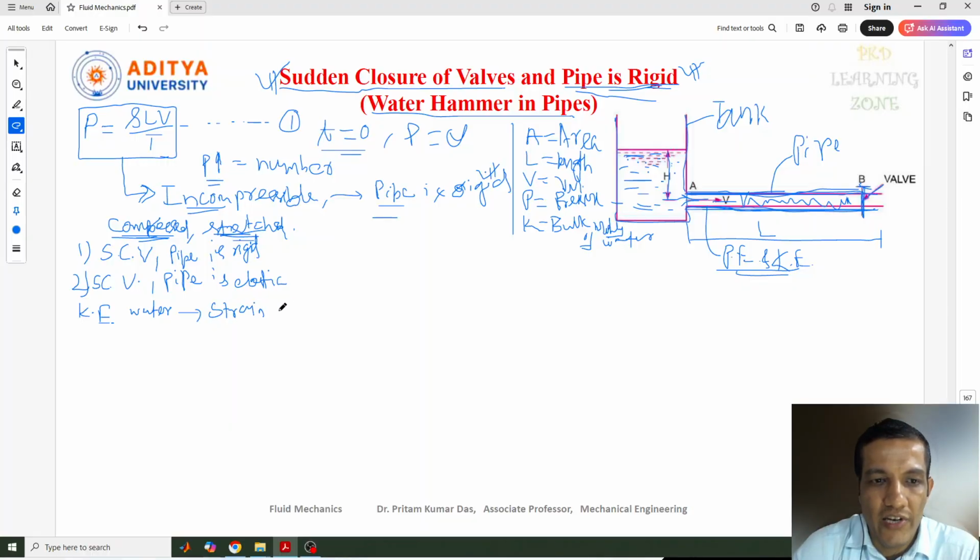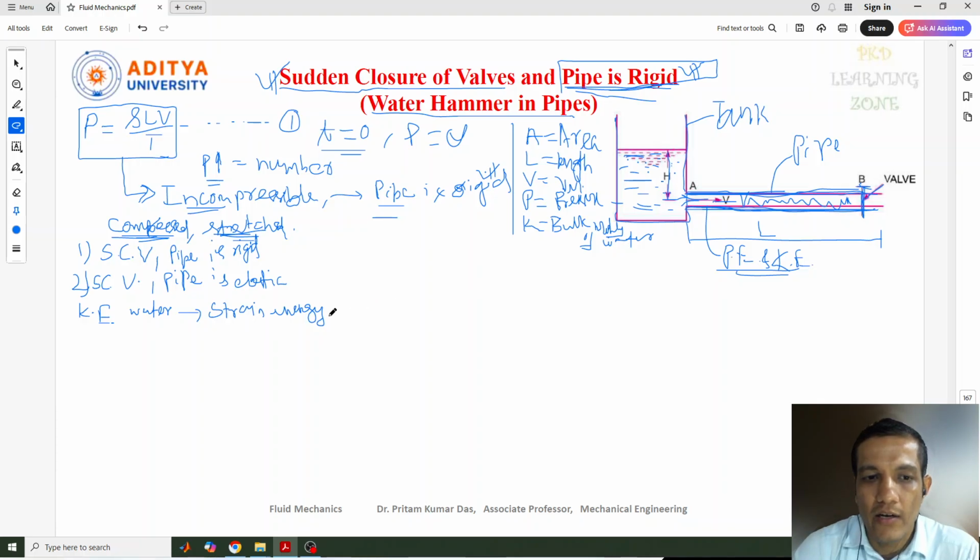I'll tell you what is strain energy, the strain energy of water. Again, one more thing we need to consider is that the effect of friction is negligible. That needs to be neglected. And as I told you, the pipe needs to be considered as rigid. So the total kinetic energy is going to be converted into strain energy of water.